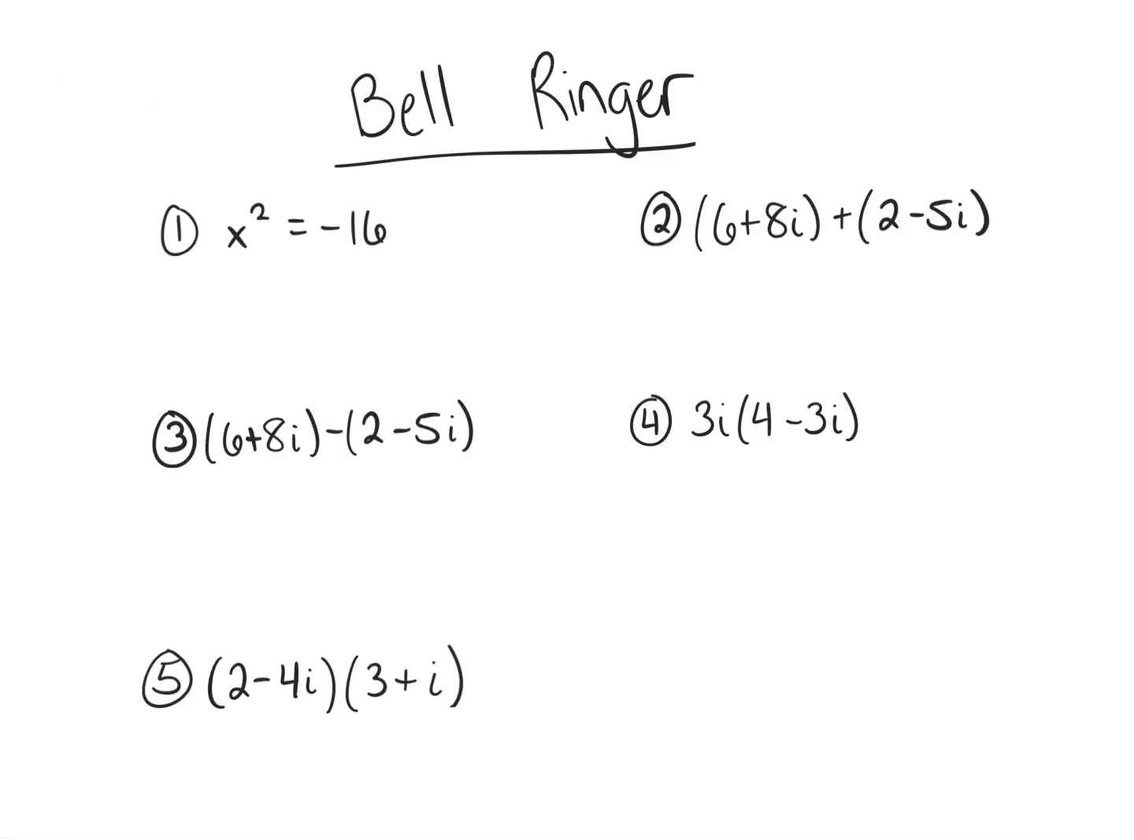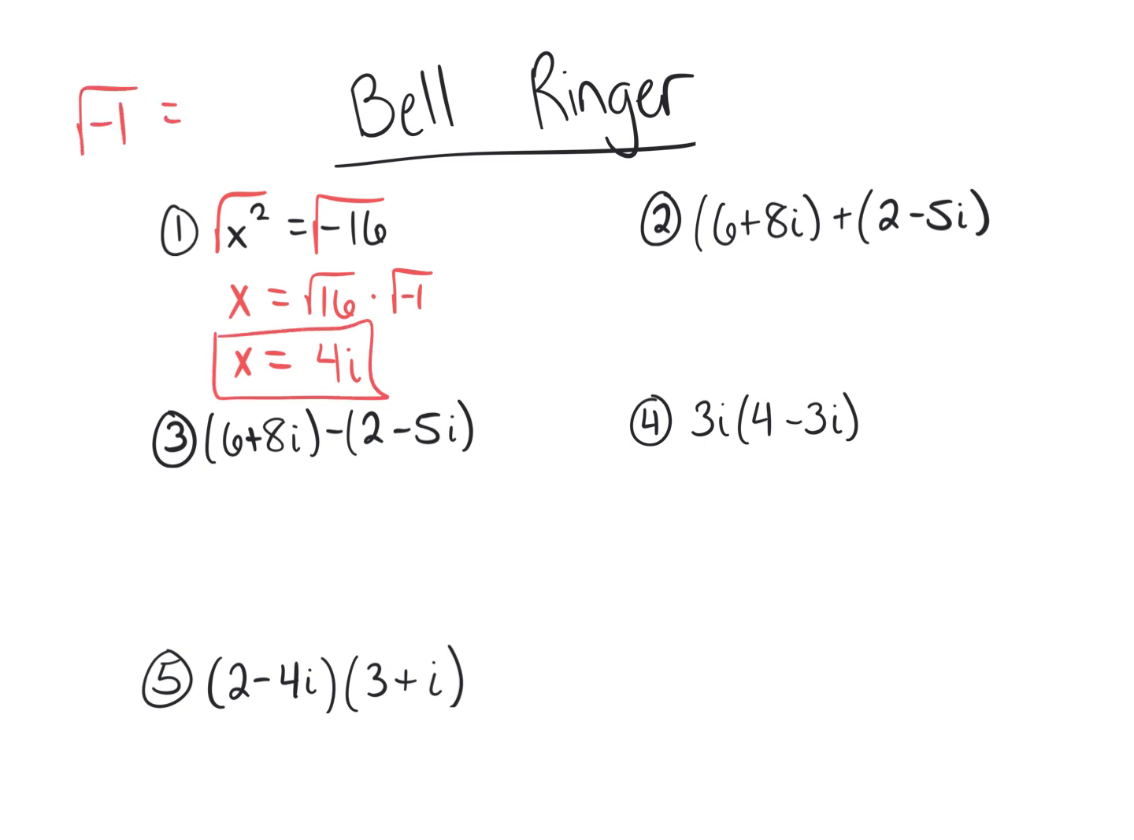So, review from part 1 yesterday. How do I solve for x on number 1? Square root. What does x equal? How can I split that square root up? Only square root of 16 times square root of negative 1. Good. Yep, we take that negative 1 out. So, what's the square root of 16? It'll be 4. 4 square root of negative 1? I. Yep. Remember, yesterday we learned that the square root of negative 1 equals that imaginary number i.